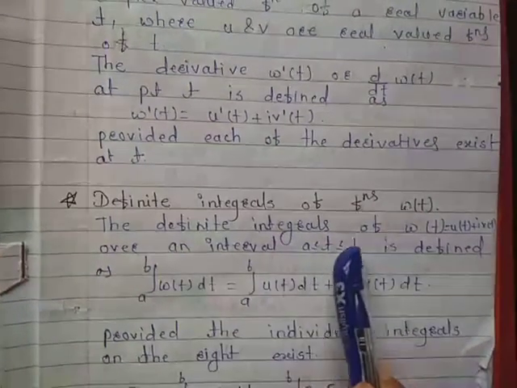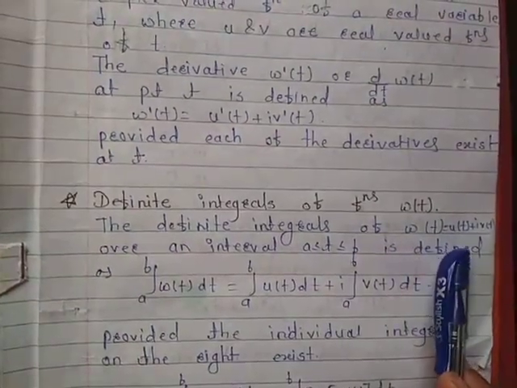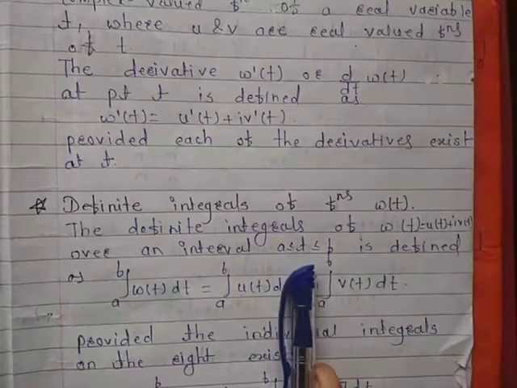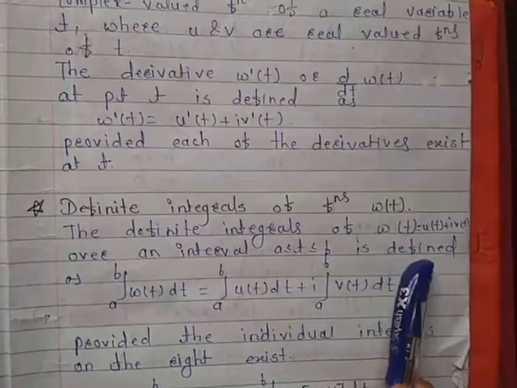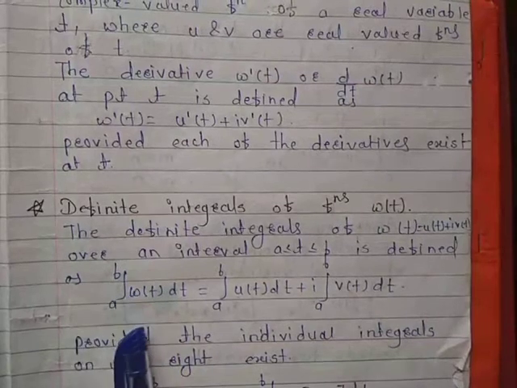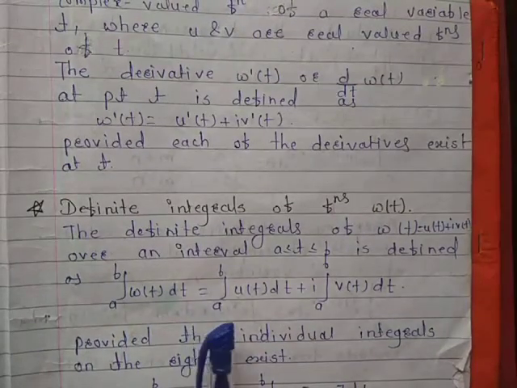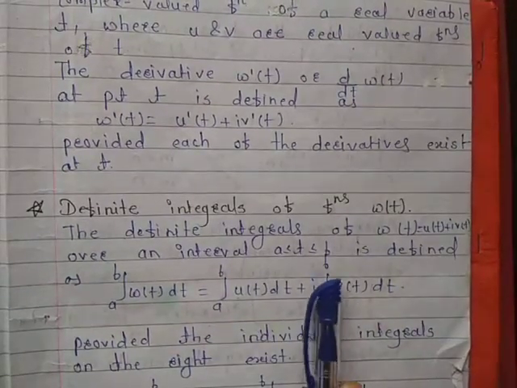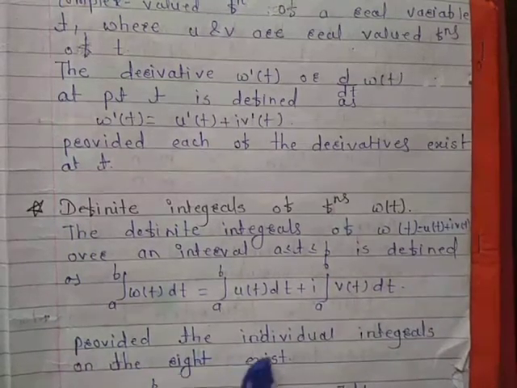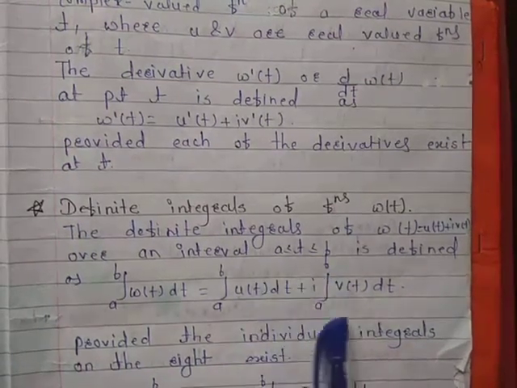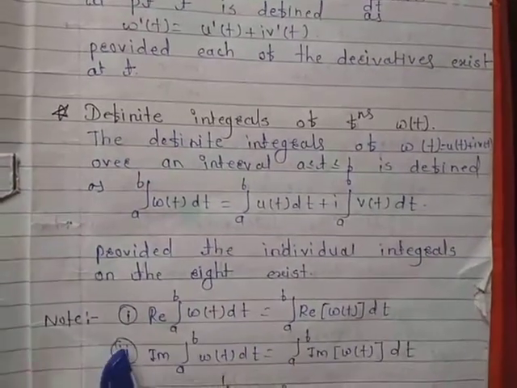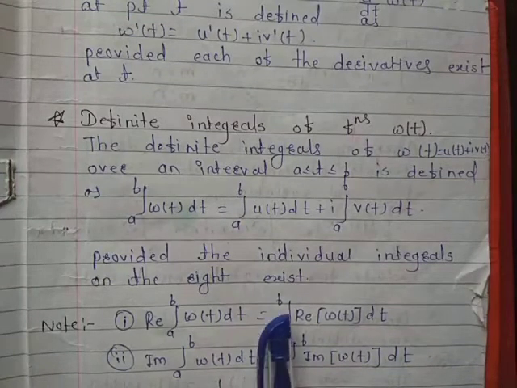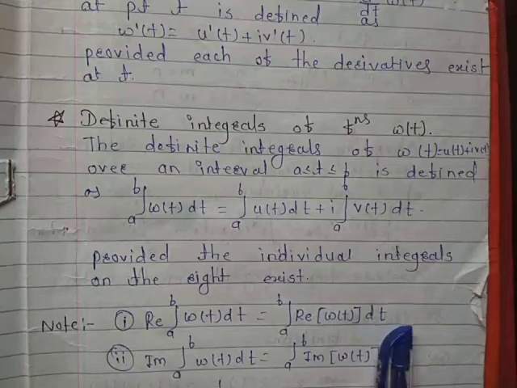The definite integral of omega of t is equal to u of t plus i into v of t over an interval a less than or equal to t less than or equal to b is defined as integration from a to b omega of t dt is equal to integration from a to b u of t dt plus i into integration from a to b v of t dt, provided the individual integrals on the right exist. Okay. Note, real part of integration from a to b omega of t dt is equal to integration from a to b real part of omega of t dt.